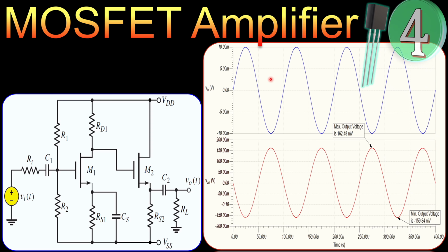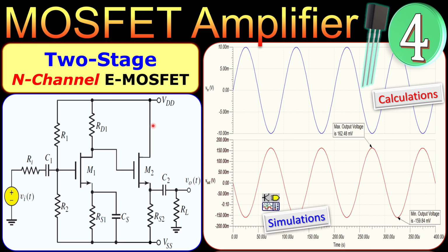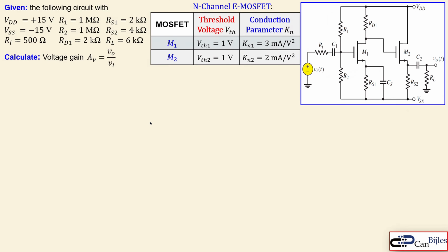This is our example number 4. In this example we will look at the two-stage amplifier using N-channel Enhancement MOSFET circuits. So we have two MOSFETs and we will discuss the amplification for this specific two-stage amplifier. Of course, we will work out the calculations step by step and also verify these in the SPICE simulations. So let's look at our circuit.